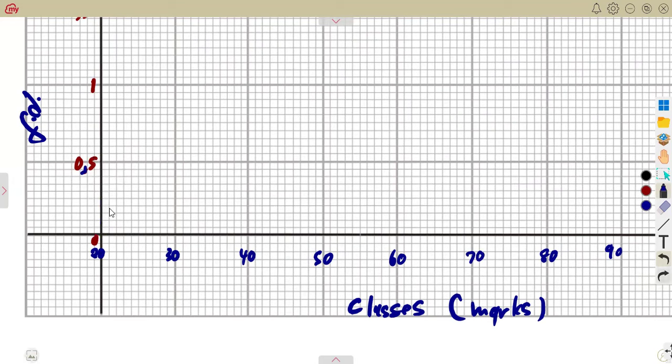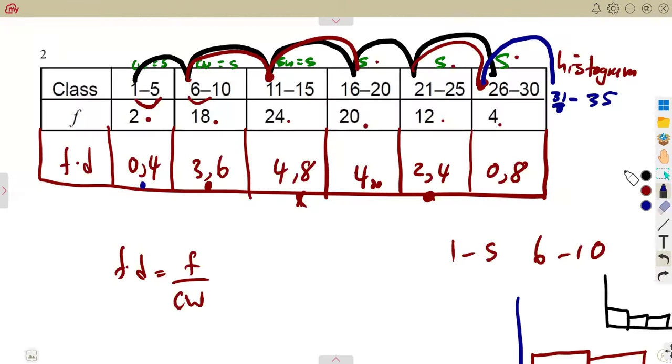So what does it mean? 2 boxes represent 0.1. This is 0.1, 0.2, 0.3, 0.4, 0.5. 2 boxes represent 0.1. On the horizontal side, 1 box is 1: 1, 2, 3, 4, 5, 6, 7, 8, 9, 10, then 21, 22, up to 30. Each box is 1. So we have our scale. Let's present. We are done.